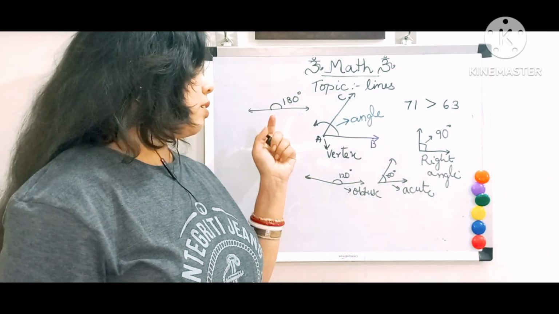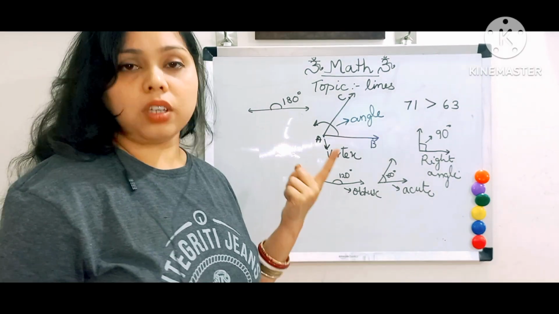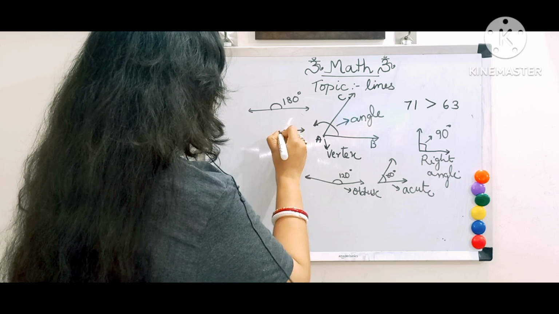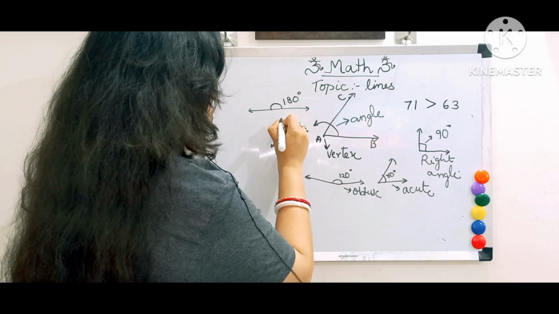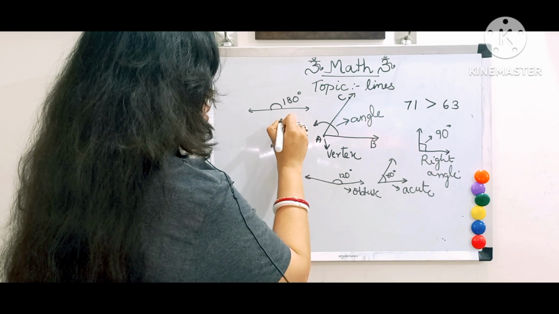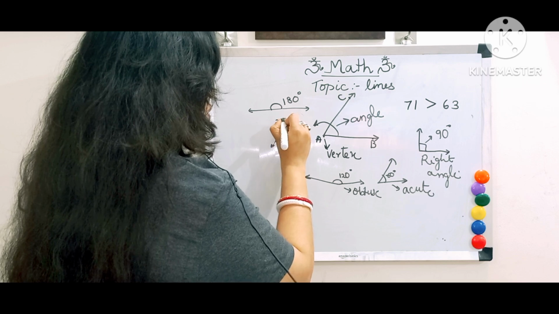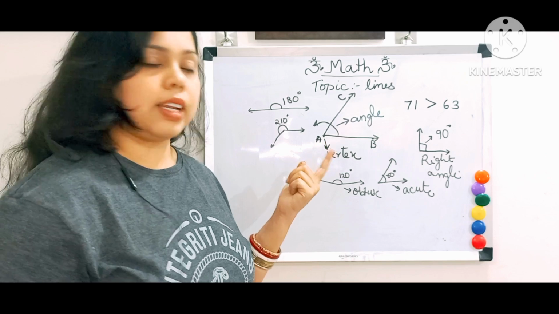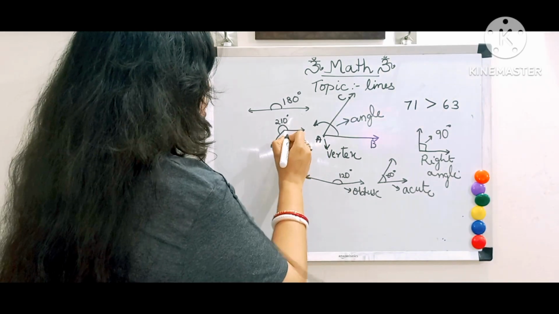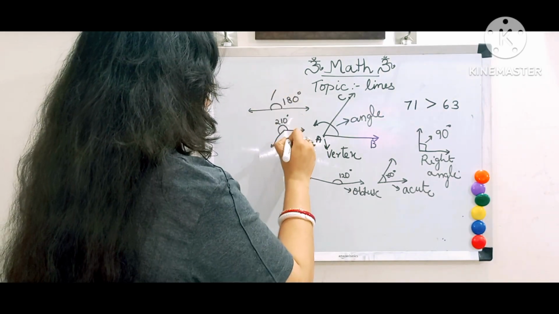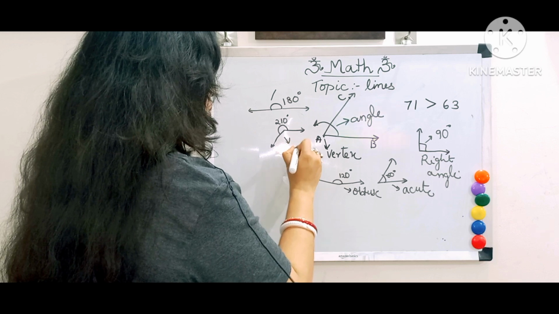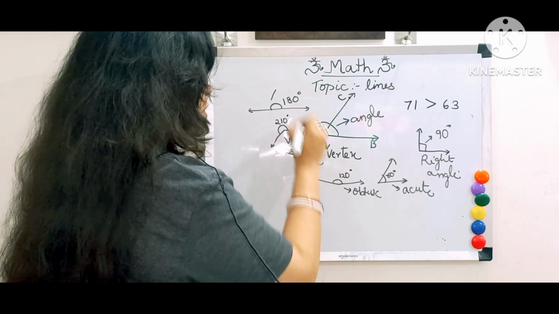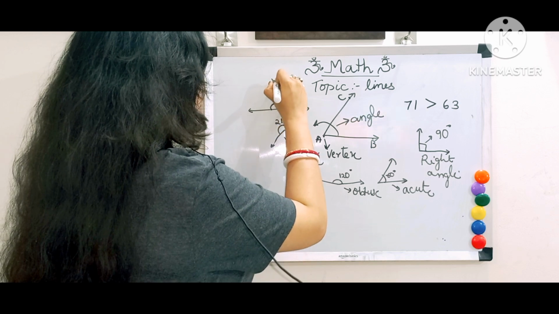When the angle is more than 180 degrees, we can write like this, 210, it is more than 180, we will call it a reflex angle. And this was your straight angle.